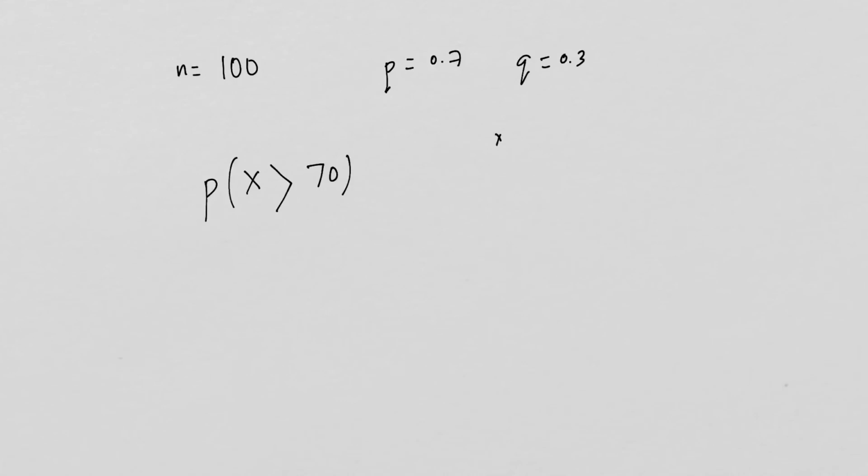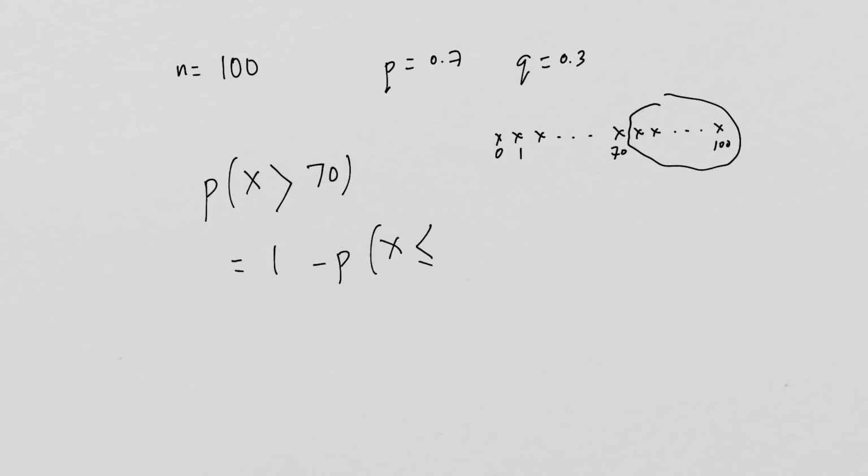So here, just for fun, this is 0, this is 1, this is 70, let's say, this is 100. More than 70 means these guys. The complement would be 1 minus the probability that X is less or equal to 70, because 70 was not included initially. Remember, this is different from this with discrete distributions, unlike the normal. So strictly more than 70 means this stuff. The leftover is this. So X is less or equal to 70.